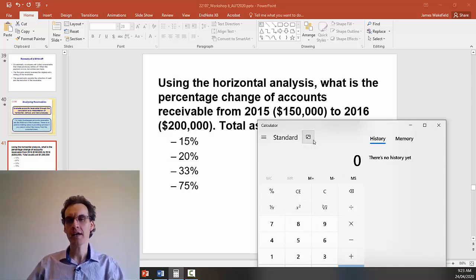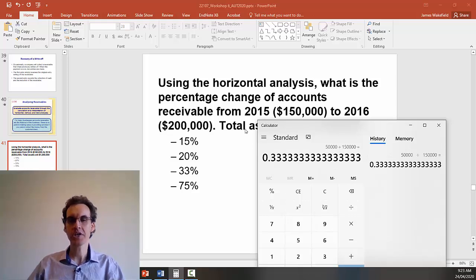So accordingly, we divide that increase of $50,000 by the base year, which is always the first year in the analysis, which is 2015 here. So that's 150,000. That gives you an increase of 33.33%. That's the increase in this case, and that's the correct answer.